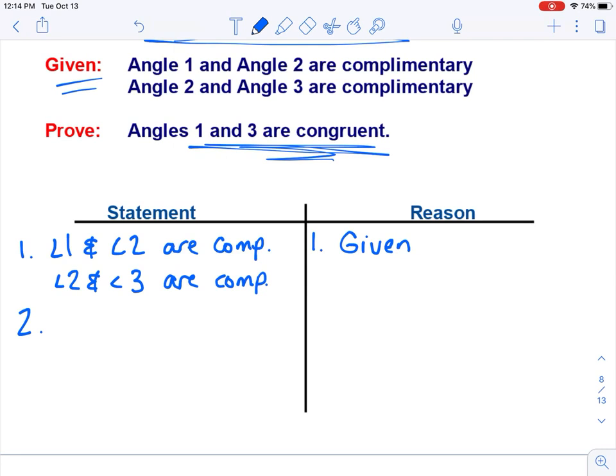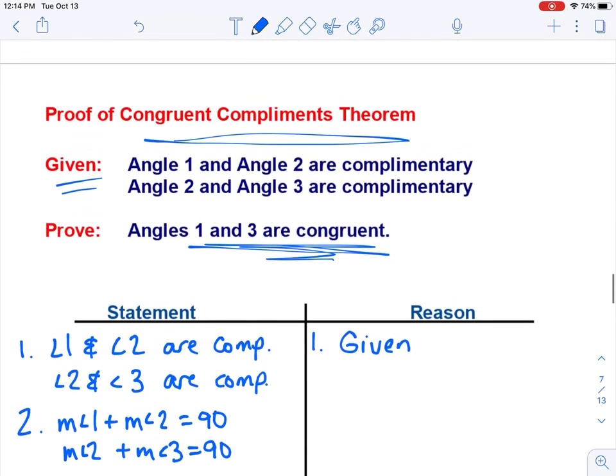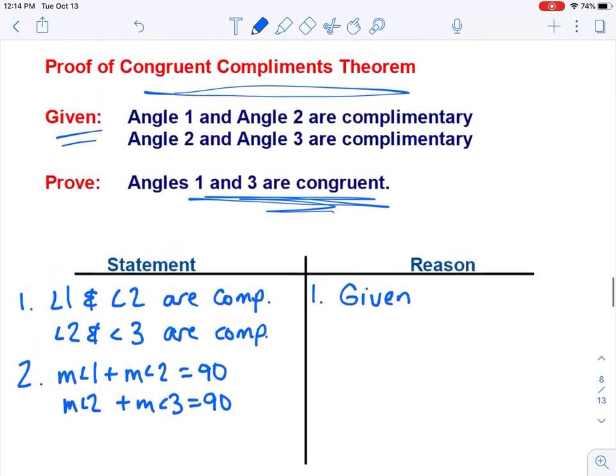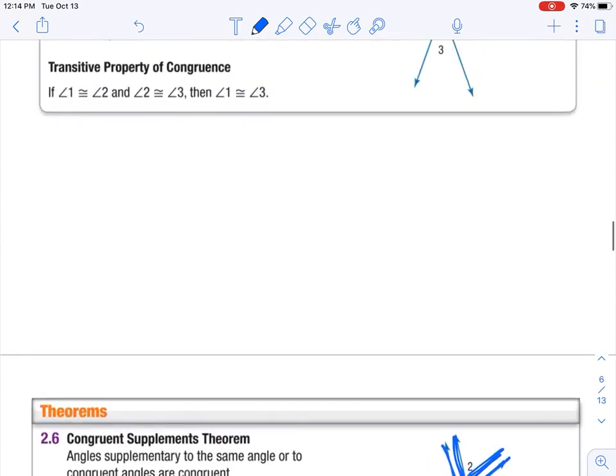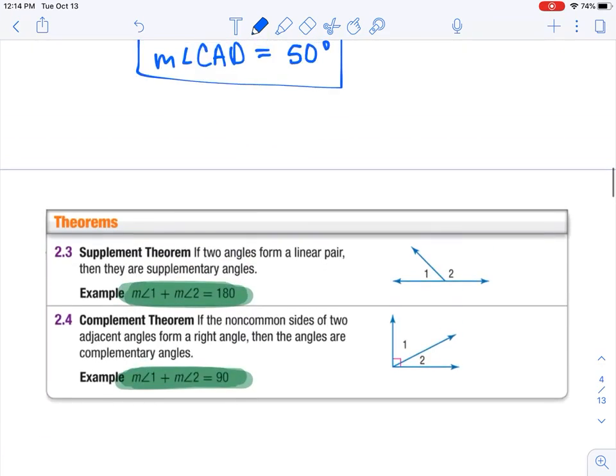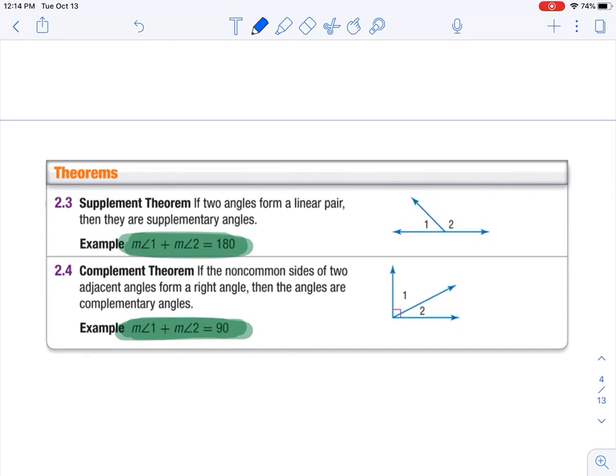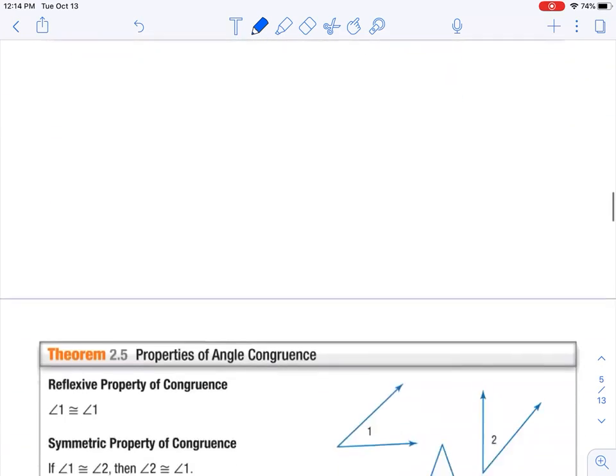So our second step, we can take the measure of angle 1 plus the measure of angle 2 equals 90, and the measure of angle 2 plus the measure of angle 3 equals 90. Now this is because they are complementary. So we can use the complement theorem because we are adding these.